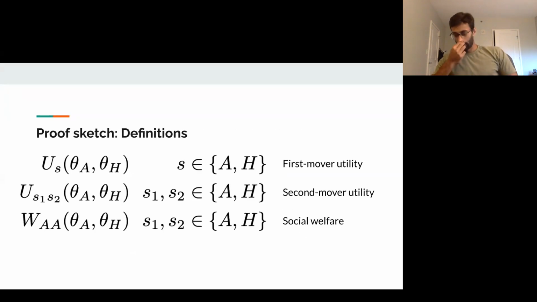And so I'm going to try to get into the proof sketch here, and I'm going to try to keep this light on notation. Here are the definitions that we're going to need. The first definition is u_S, for S equal to either A or H, of the two accuracy parameters. And this is just going to be the utility of the person who's randomly selected to move first, given these two accuracy parameters.